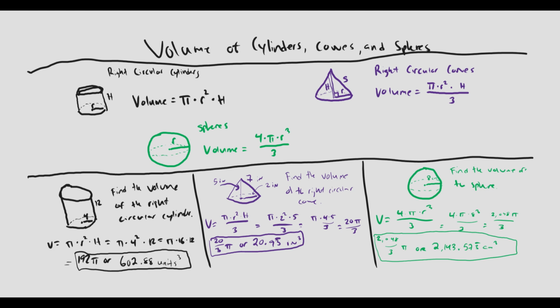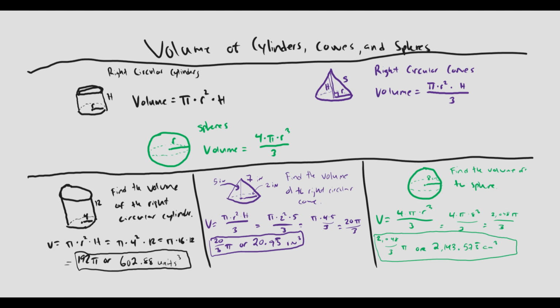I'm not sure how much you'll see those in 7th grade, but in case you do, it is 4 times pi times the radius cubed divided by 3. So taking a look at the right circular cylinder example, finding that volume, it is pi times r squared times the overall h. In this case, it would be pi times 4 squared times 12. That's going to be 16 times 12 times pi, 192 pi, which comes out to 602.88 cubic units.